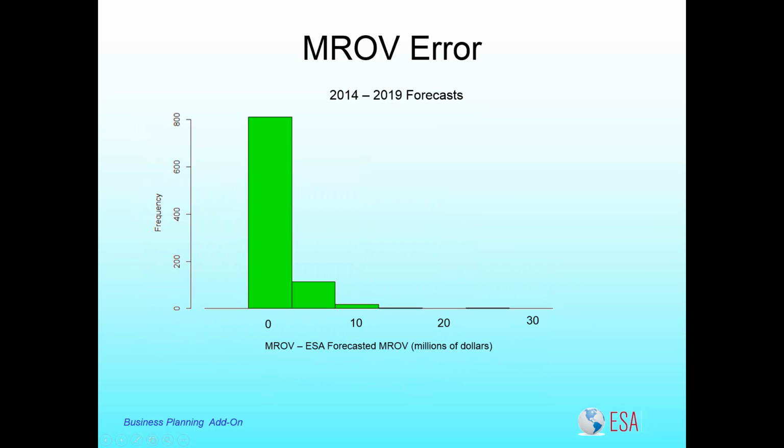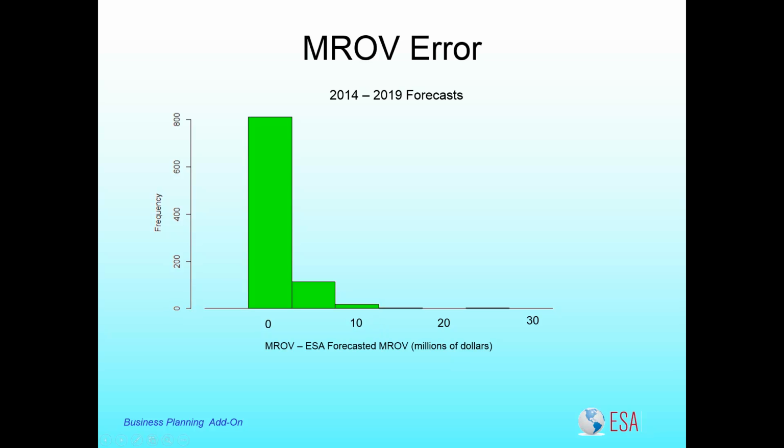So for the MROV amount, here is a little histogram of our errors. This is the actual MROV minus the ESA forecasted MROV. So if we're out here at the $20 million range or $10 million, that means that the actual MROV came out to be a lot higher than what we forecasted.